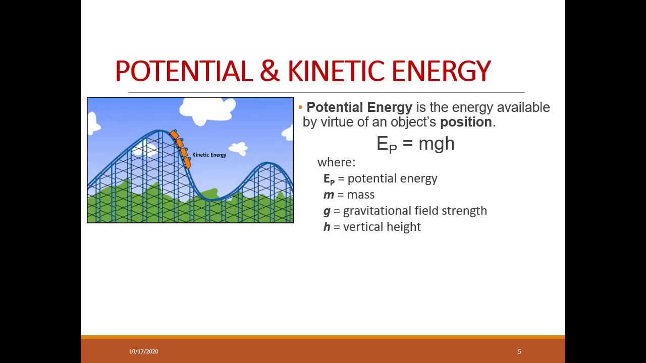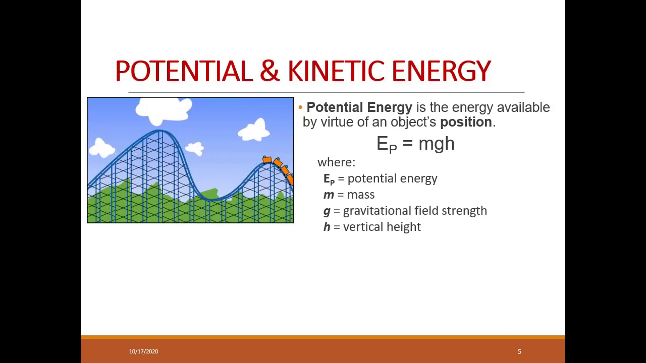All forms of energy are either potential or kinetic energy. Potential energy is defined as the energy stored by a body by virtue of its position relative to others, stresses within itself, electric charge, and other factors. So the types of potential energy could be chemical energy, nuclear energy, gravitational energy, and elastic energy. Potential energy can be computed using this formula: mass times gravitational field strength times height.